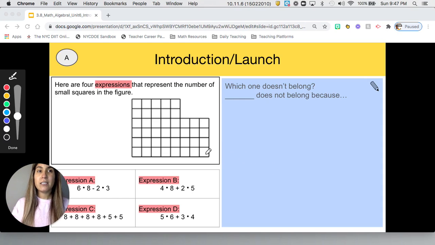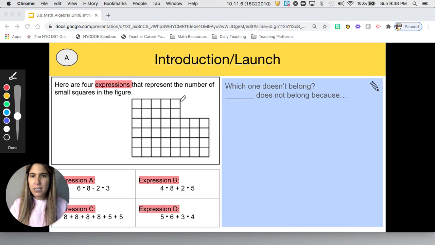So let's look at expression A. Expression A tells me I am starting with a 6 by 8. We're good. And then in the same expression, it tells me that it's subtracting a 2 by 3. So I know that this is missing a piece. Something is being taken away or subtracted. So what is it missing?